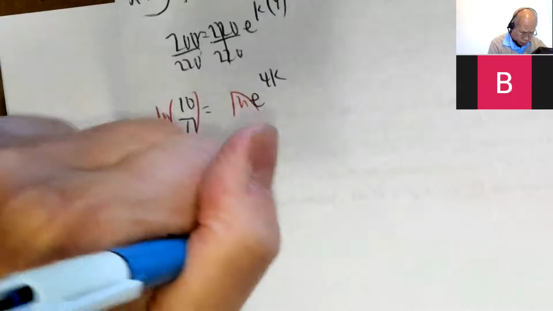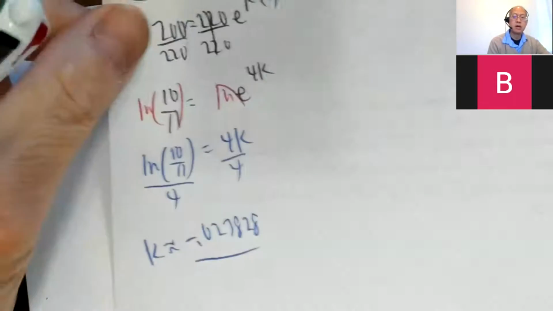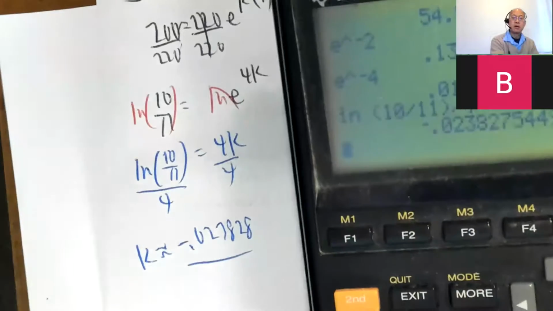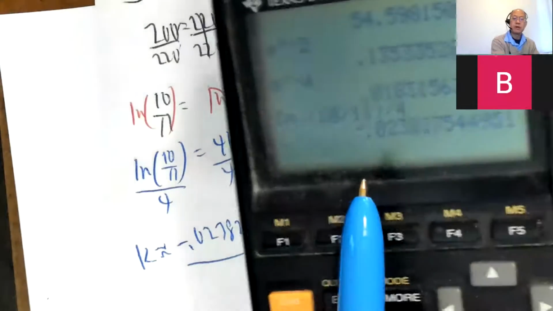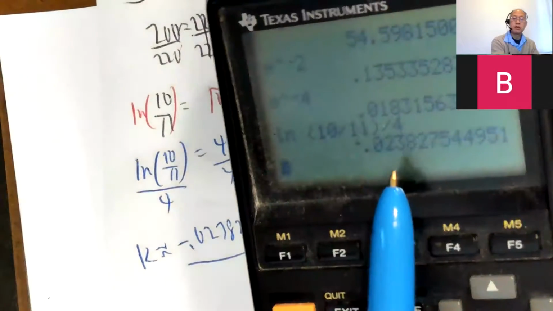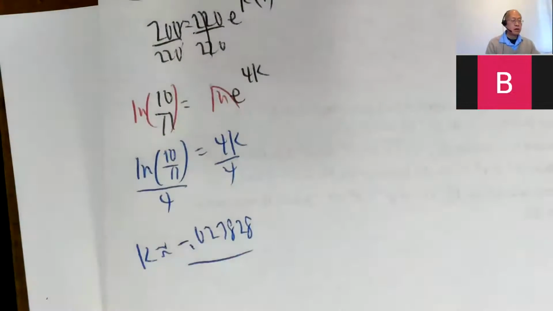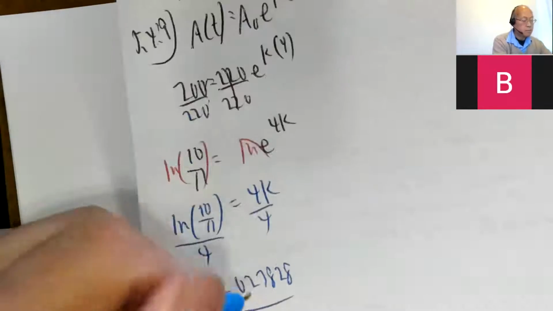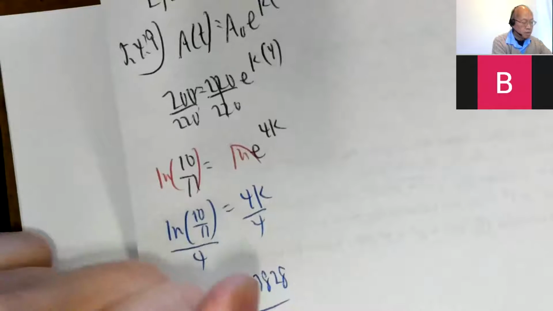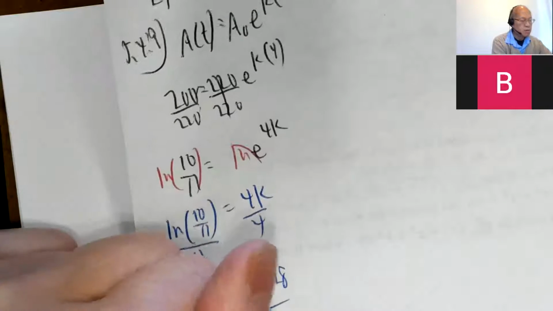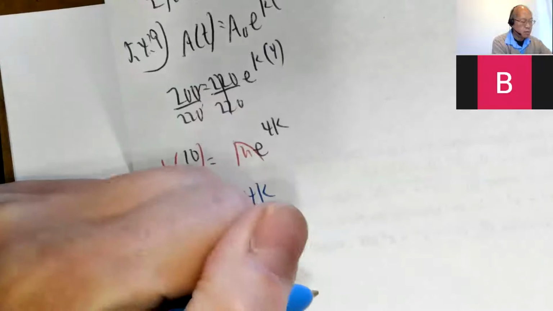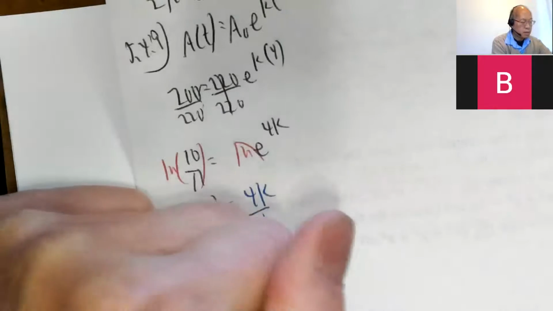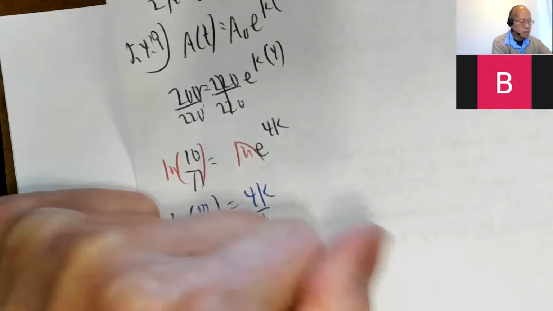Negative 0.023828. Natural log of 10 over 11 divided by 4 gives negative 0.0238275, I'll call it 28. So the equation becomes A of t equals 220 e to the negative 0.0238828 t.